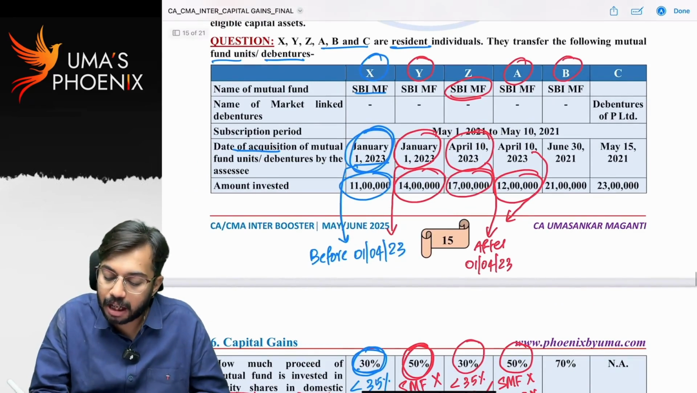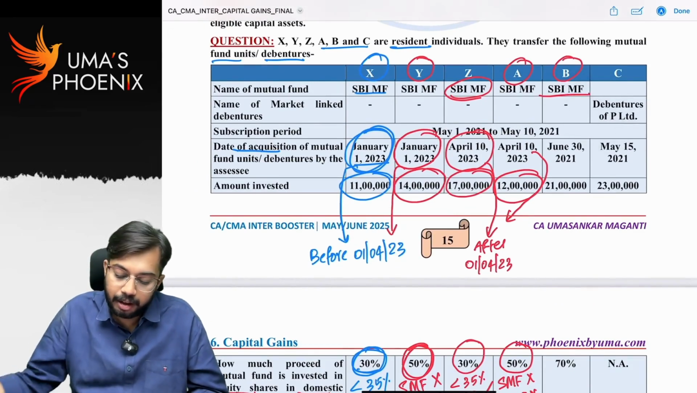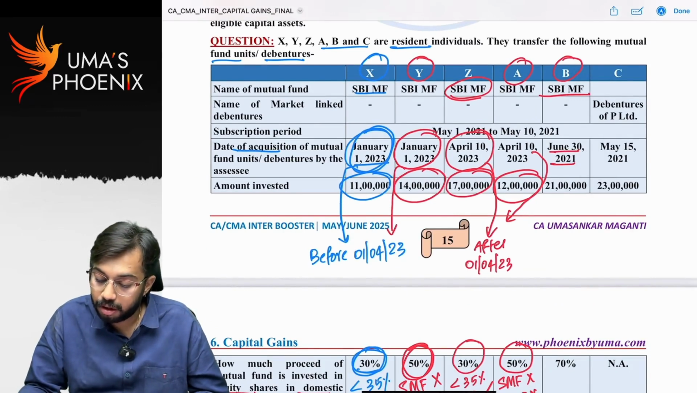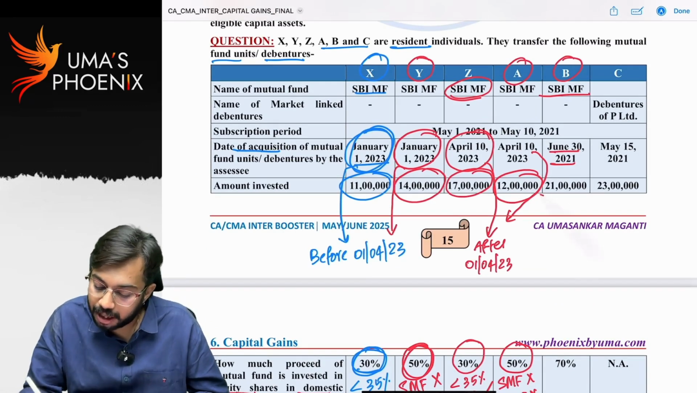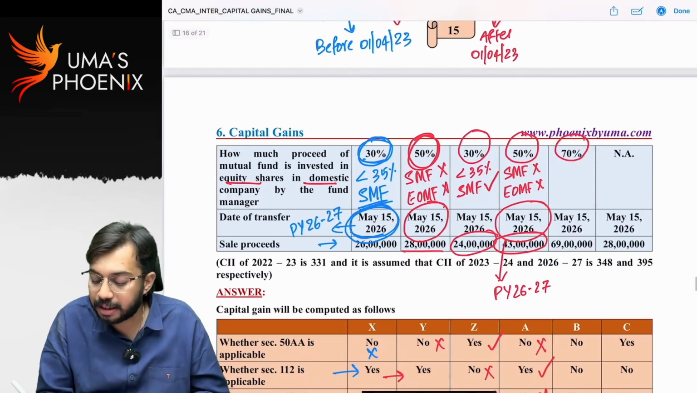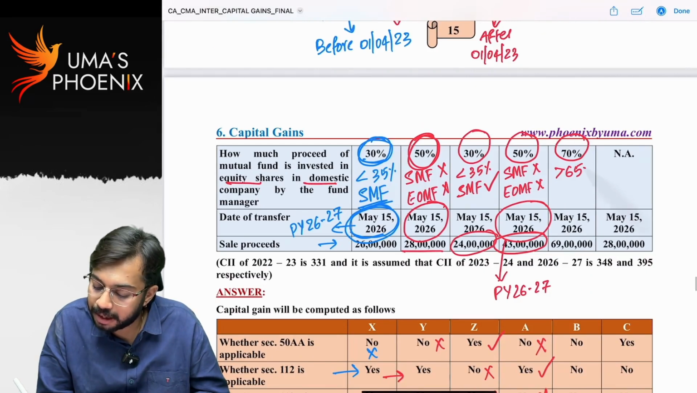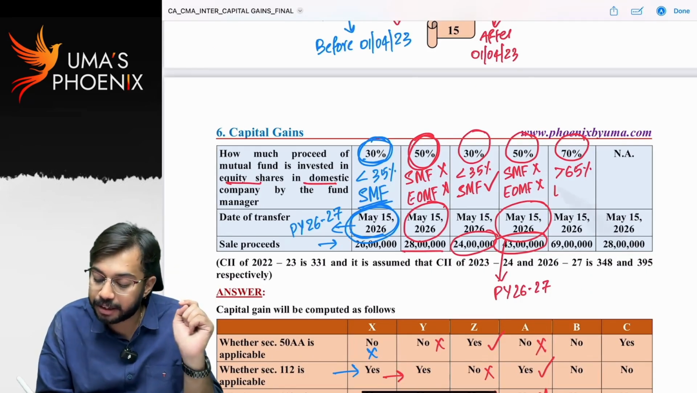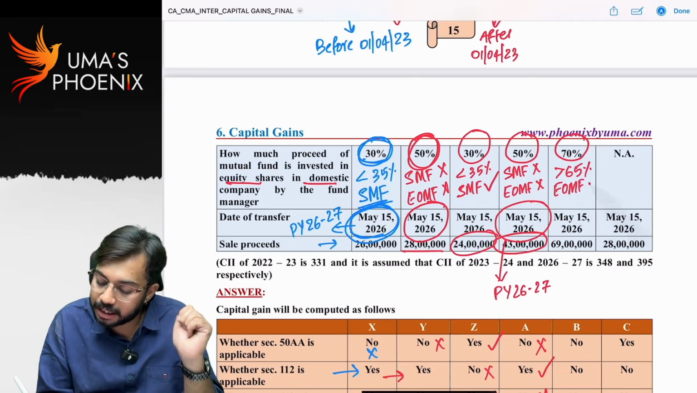Next. In case of Mr. B, SBI Mutual Fund, date of acquisition June 30, 2021. Okay. Amount invested 21 lakhs. Percentage of investment is 70%. That means greater than 65%. So can we call it as equity oriented mutual fund? Yes, because percentage of investment is more than 65%.